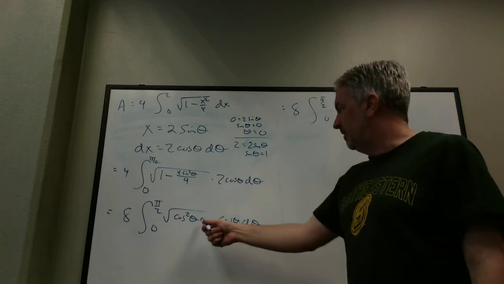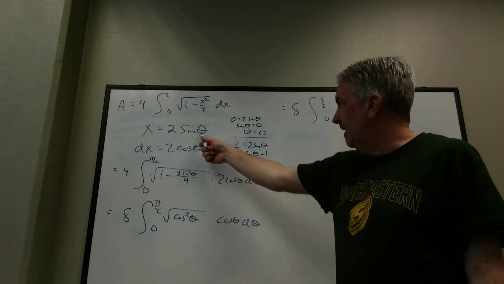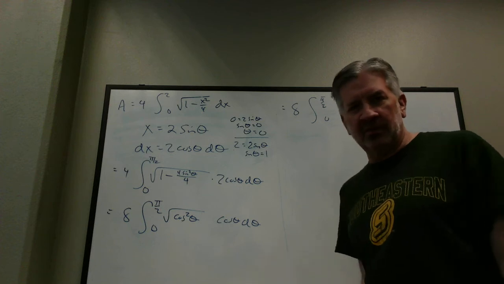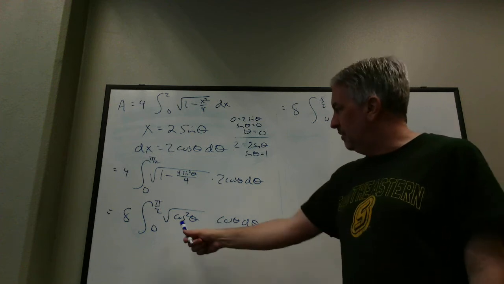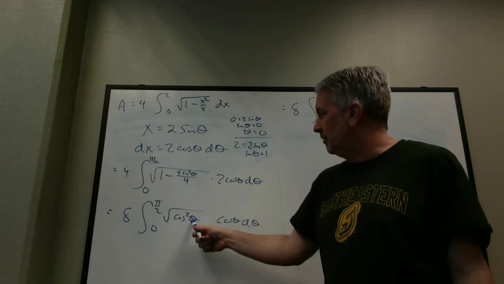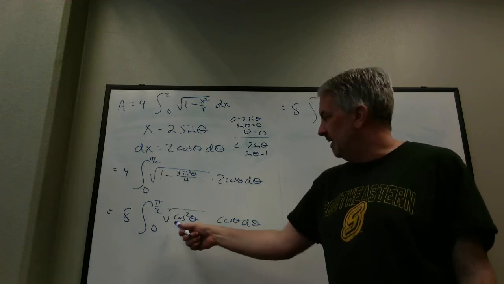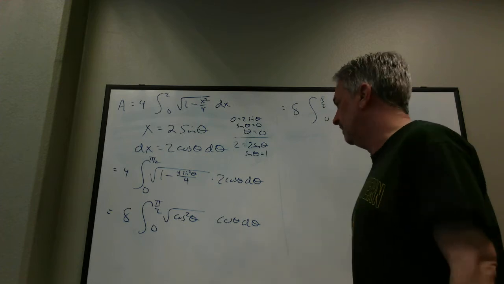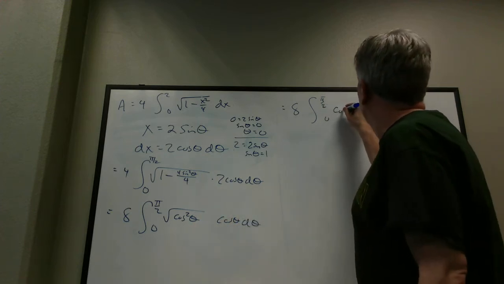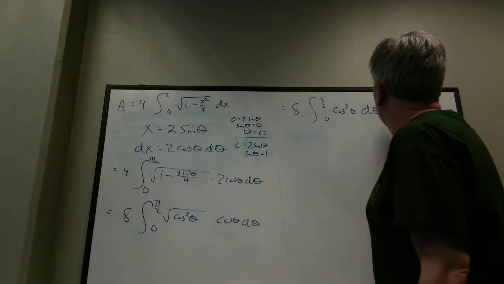Now, remember when we did the trig substitutions and we used the x as sine, we convinced ourselves that the square root of cosine squared was cosine. But even if we hadn't done that before, notice we're integrating from 0 to pi over 2, which is the first quadrant, and cosine's positive in the first quadrant anyway. So the square root of cosine squared is just cosine, times this cosine is cosine squared of theta.